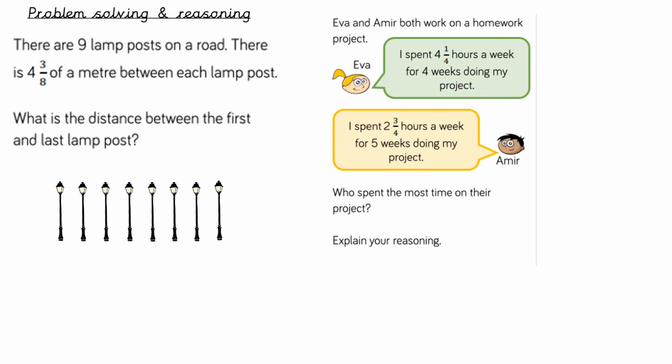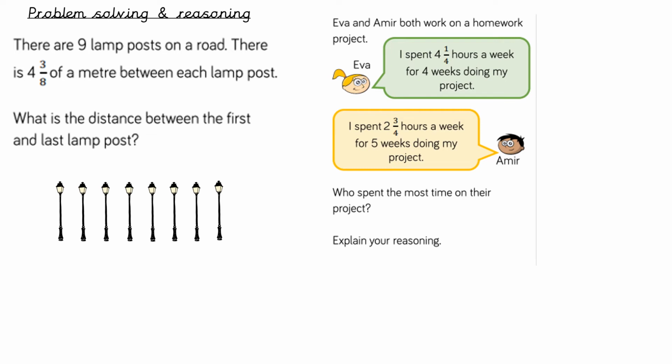Okay, problem solving and reasoning. There are 9 lampposts on a road. There is 4 3/8 of a metre between each lamppost. What is the distance between the first and the last lamppost? And I've put the lamppost there to help you.